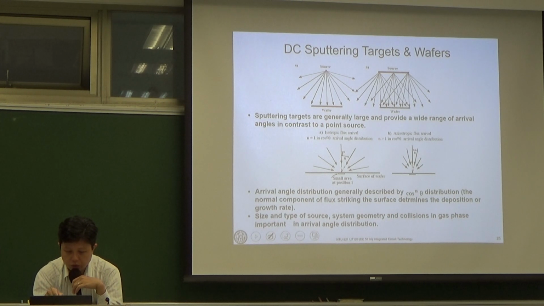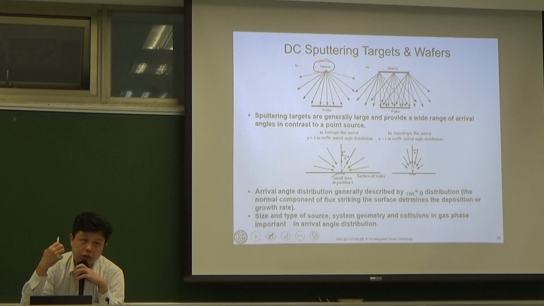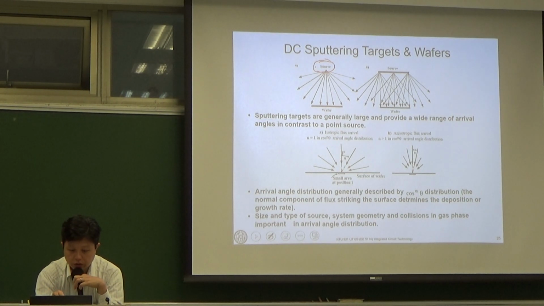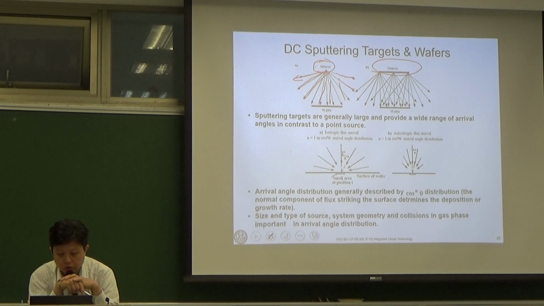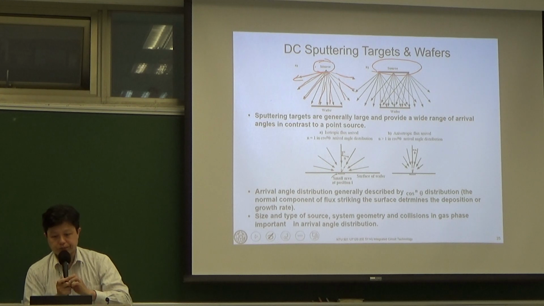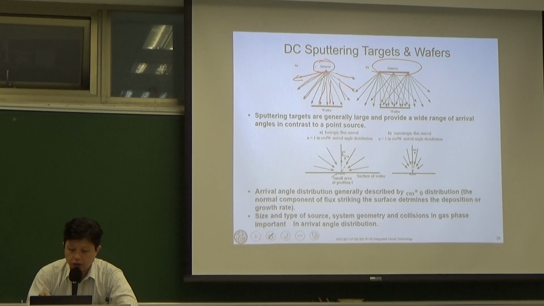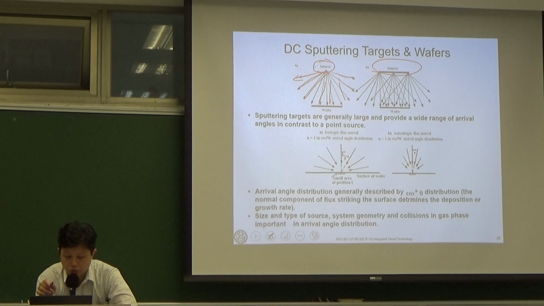Okay, so again we begin from this point source. When you sputter this target, your target atoms can actually go in different directions. So if you have a wider or larger area of your source, then we have different arriving angles, compared with this point source.